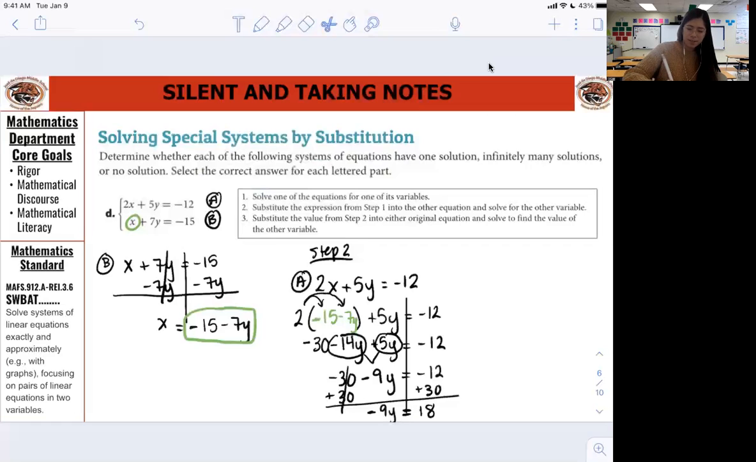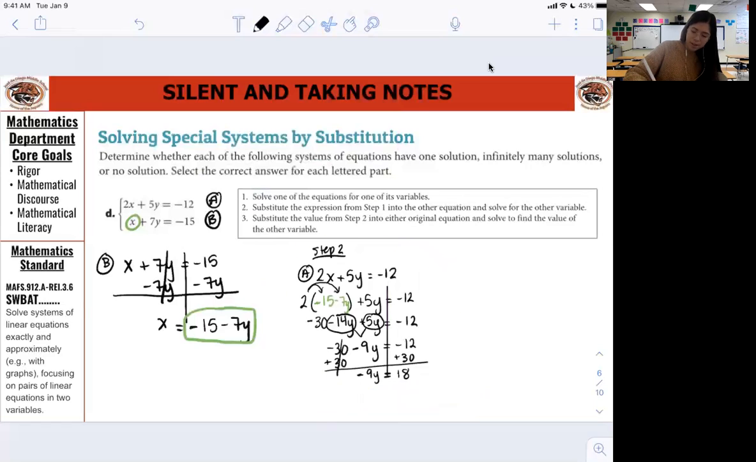Final step, division. We divide by what? Negative 9. Good. So what's positive 18 divided by negative 9? Negative 2. Very good. Negative 2.